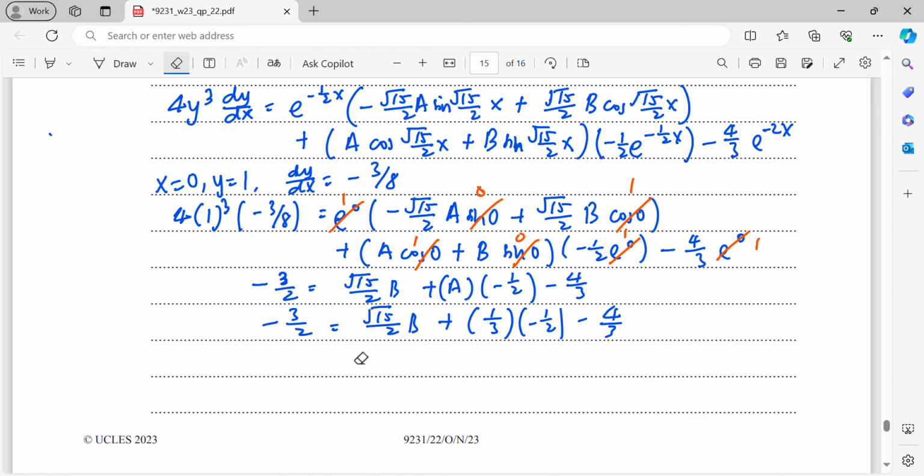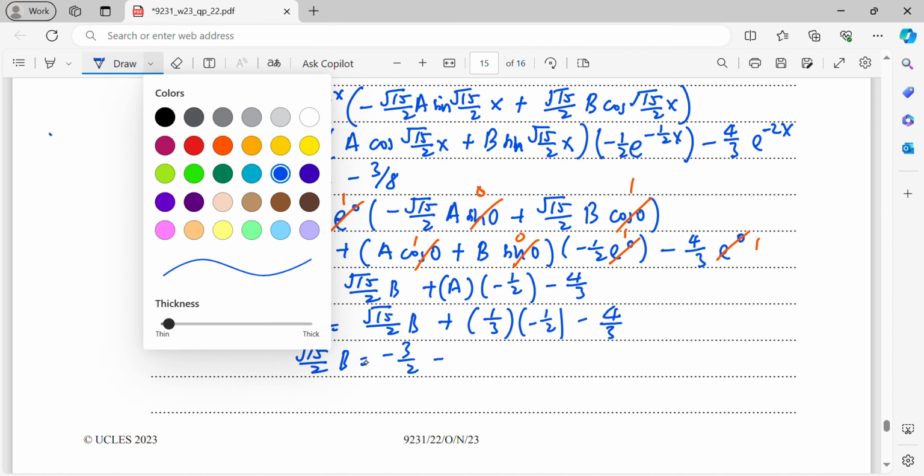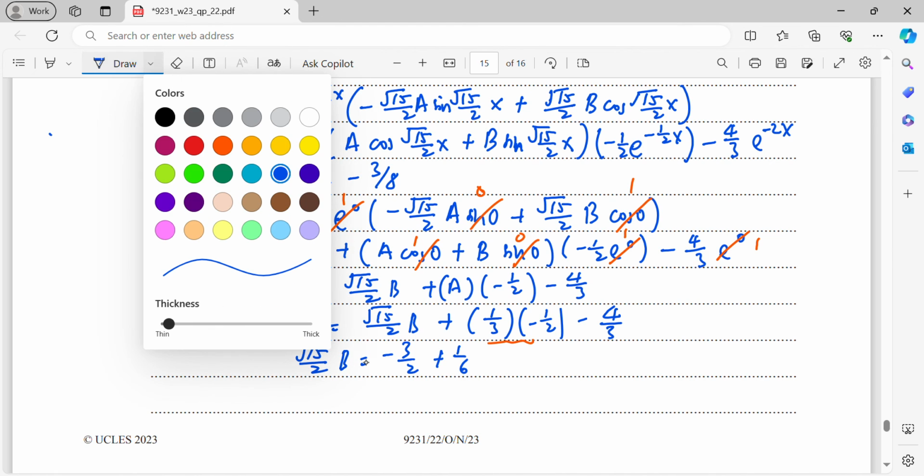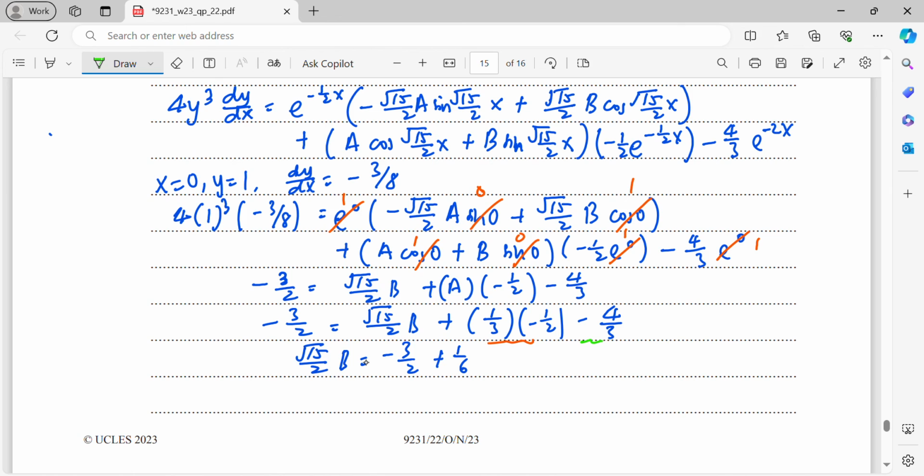So now, to get the b, just move all the terms to the other side. So I will write square root 15 over 2 b is basically negative 3 over 2. This is negative 1 over 6, so when I move to the other side, it becomes plus 1 over 6. And same goes to the last term, negative 4 over 3. When I move to the other side, it becomes plus 4 over 3. So from here, when you calculate the right hand side, it's basically 0, which means my b is 0.